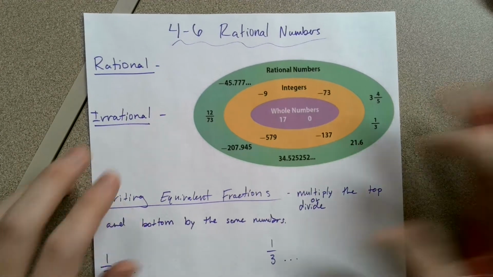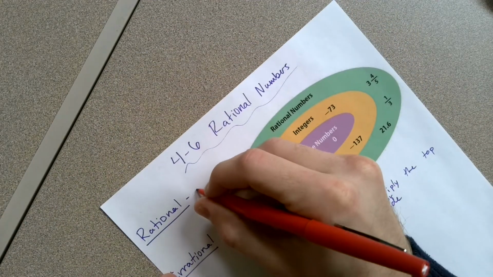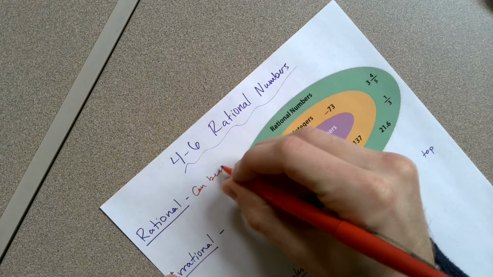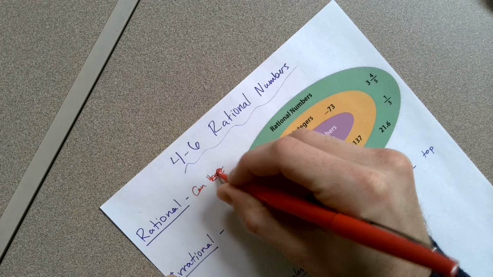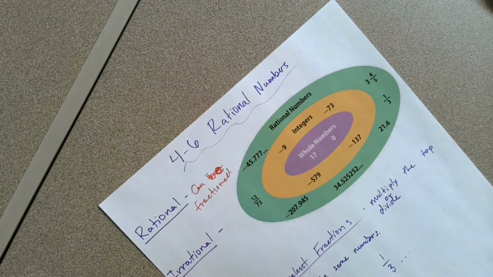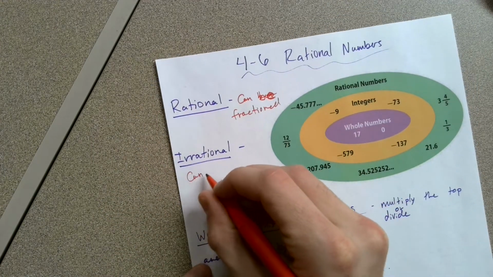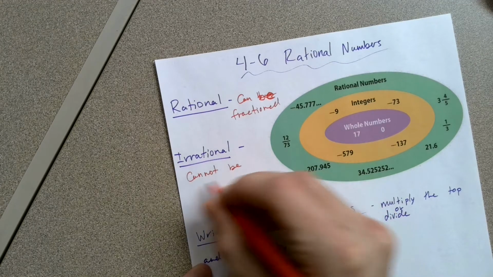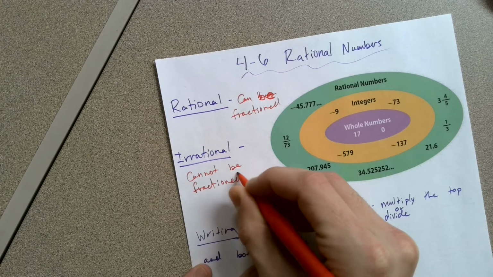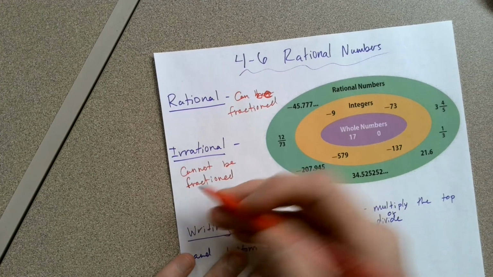4-6 rational numbers. First off, I'm just going to have us redefine these real quick. Remember, a rational number means can be fractioned. Oops, I wrote can be fractioned. And irrational numbers mean it cannot be fractioned. What this is saying is that these numbers you can make into a fraction. These ones you cannot make into a fraction.